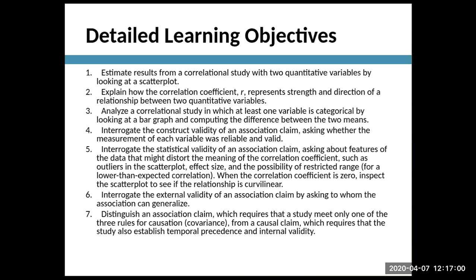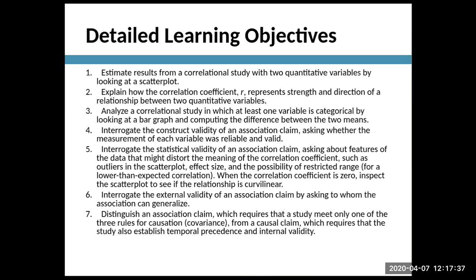Sometimes when we get a correlation around 0, it might not actually mean that there isn't a relationship. It just may mean that the relationship is not linear. It might be what we call curvilinear. So in addition to effect size and restricted range, when the correlation coefficient is 0, we need to inspect to see if maybe it's not a 0 correlation, but that the relationship is curvilinear and not actually linear. If you don't know what that means, I will be happy to demonstrate as we go through this.